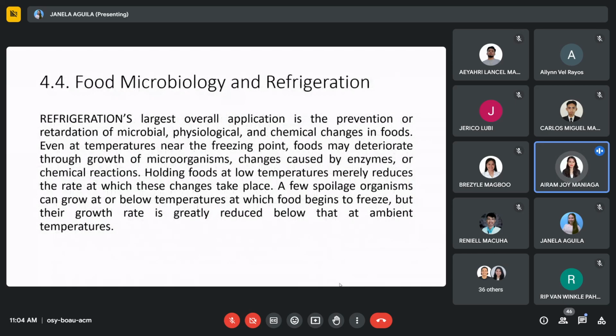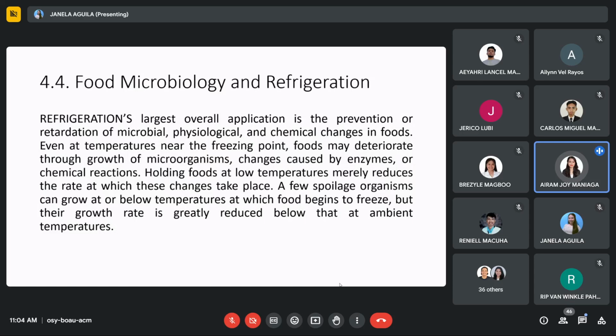Food microbiology and refrigeration. Refrigeration's largest overall application is the prevention or retardation of microbial, physiological, and chemical changes in foods. Even at temperatures near the freezing point, foods may deteriorate through growth of microorganisms, changes caused by enzymes or chemical reactions. Holding foods at low temperatures merely reduces the rate at which these changes take place. A few spoilage organisms can grow at or below temperatures at which food begins to freeze, but their growth rate is greatly reduced below that at ambient temperatures.